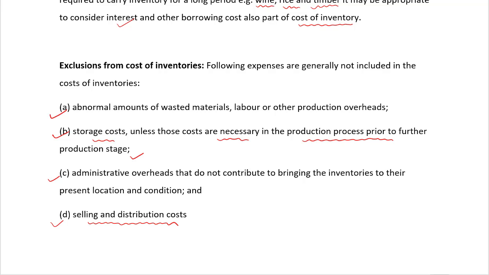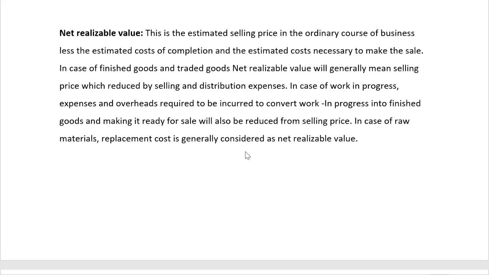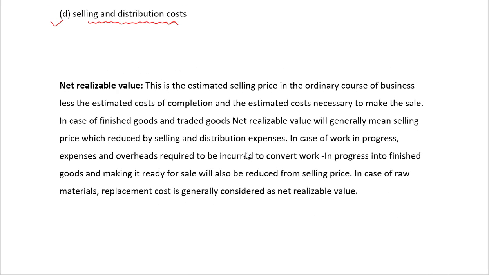Selling and distribution cost. So we have seen about cost, we have learnt about the cost. Now let us learn how to calculate the net realizable value, NRV. This is the estimated selling price in the ordinary course of business less the estimated cost of completion and estimated cost necessary to make the sale.